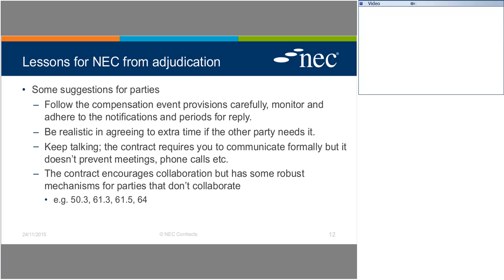Be realistic in agreeing to extra time if the other party needs it, or indeed agreeing to do something quicker yourself if you've been asked. The provisions for compensation event quotations provide for the contractor to have 3 weeks to prepare a quotation. Now, if that quotation is for £10 million of additional design and build work, he hasn't got a hope of doing that in 3 weeks. If it is for something that's going to take one operative on site 3 hours to do, he should be able to knock that quotation out today.